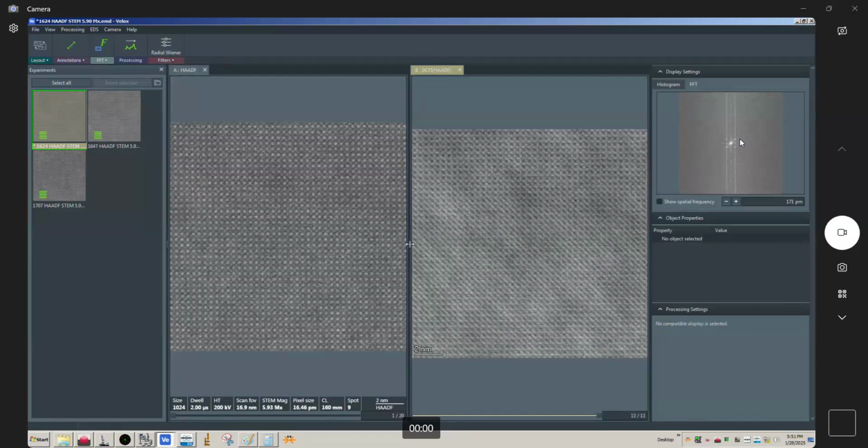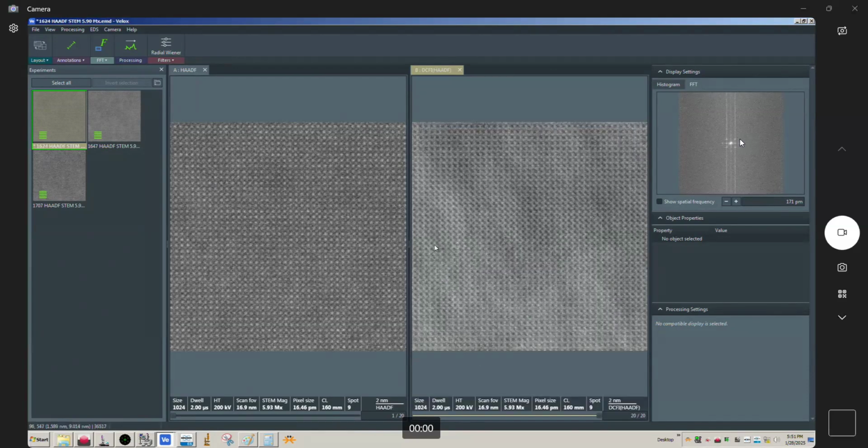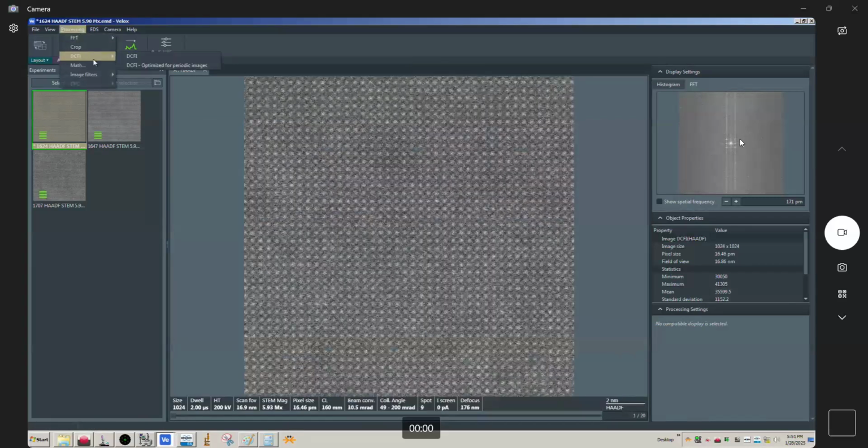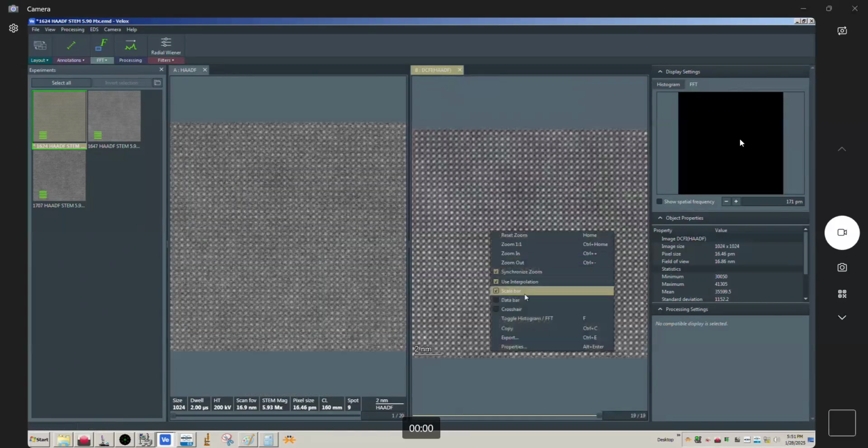All right, so you can see very clearly, right? This didn't work at all, okay? So you've got to use the periodic option here with something like this, okay? So let me go ahead and get rid of this, and we'll go processing, DCFI, optimize for periodic images, okay? And let me switch to data bar.